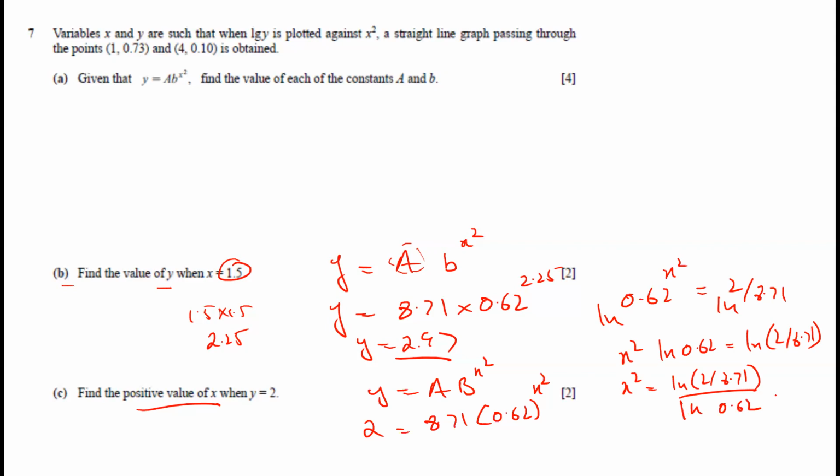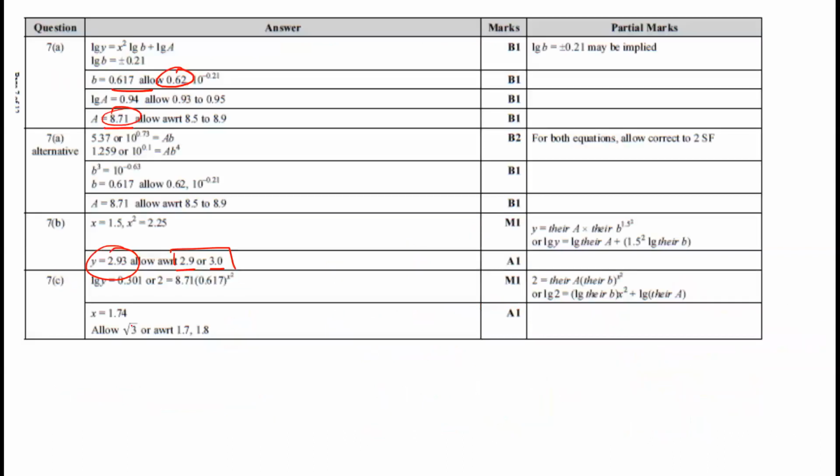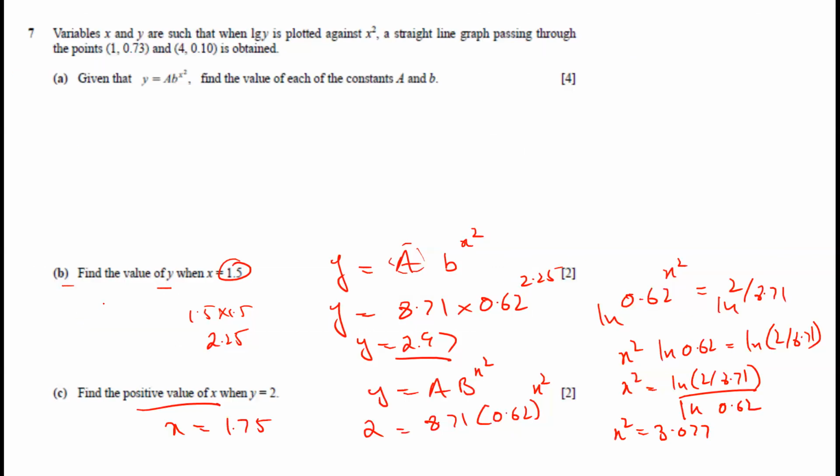So this would give you 3.077. So x squared equals 3.077. If you take the square root of this, we are going to get 1.75. So x equals 1.75, so 1.7 or 1.8, or x equals 1.74. So approximately we'll be getting 1.74.